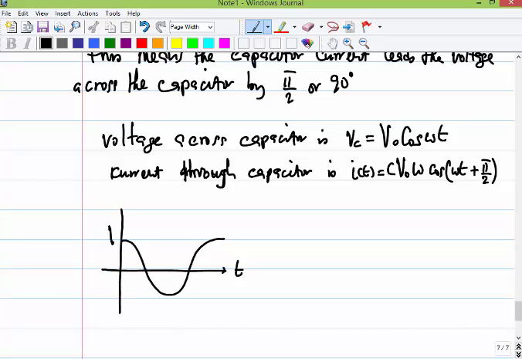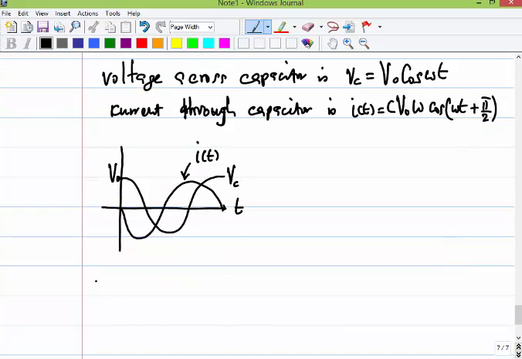Okay, so this is V naught. And then we can look at the capacitor. The capacitor is 90 degrees ahead, so we'll start off this way. Let's see if I can make it work. Something like that. So this is the current through the capacitor, and you can see that this is shifted by 90 degrees.